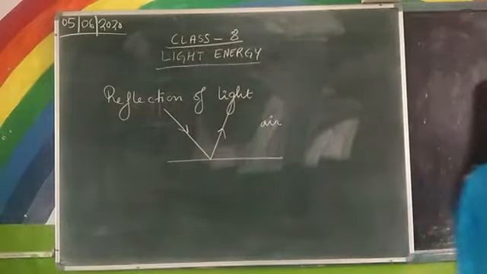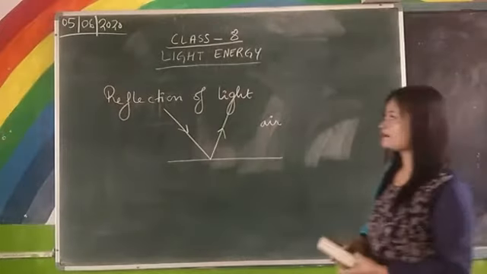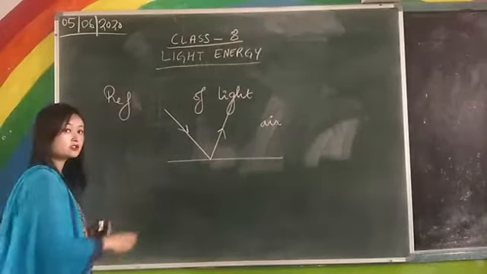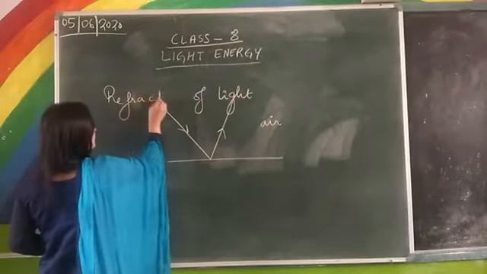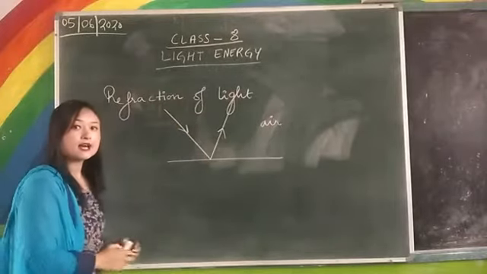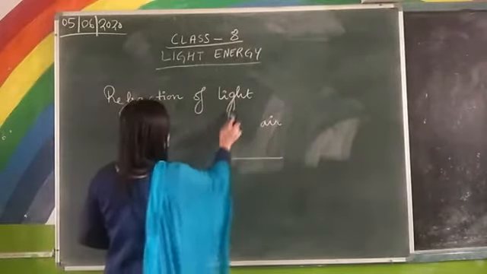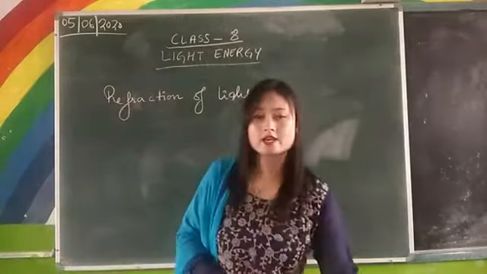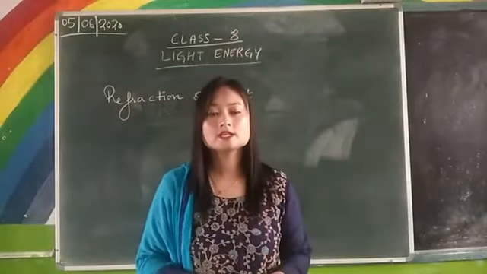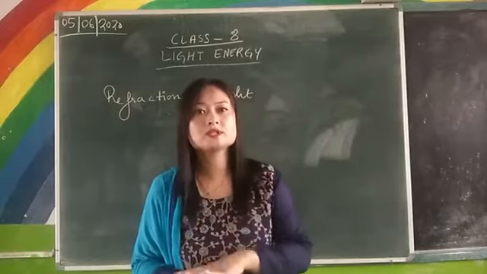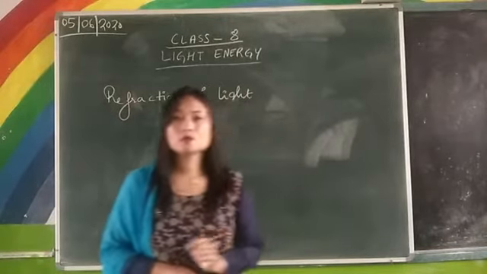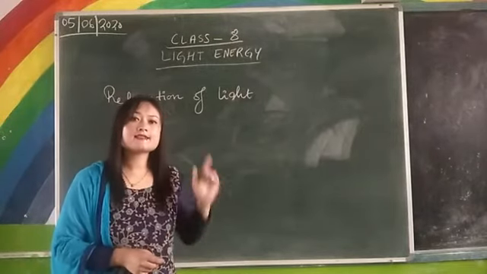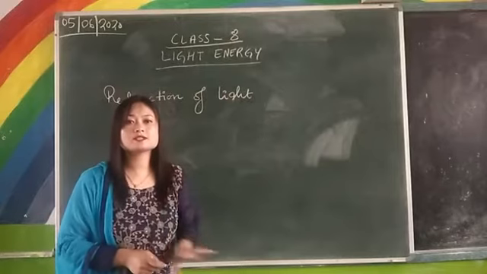In class 8, we'll be talking about refraction of light. In class 7 you learned about reflection of light. In class 8 you will be talking about refraction of light. Now, refraction of light and reflection of light: the major difference is that in refraction of light, there are 2 or more than 2 mediums involved. As I told you, reflection of light means when a ray of light falls on a surface and returns back in the same medium. That means the medium remains the same.